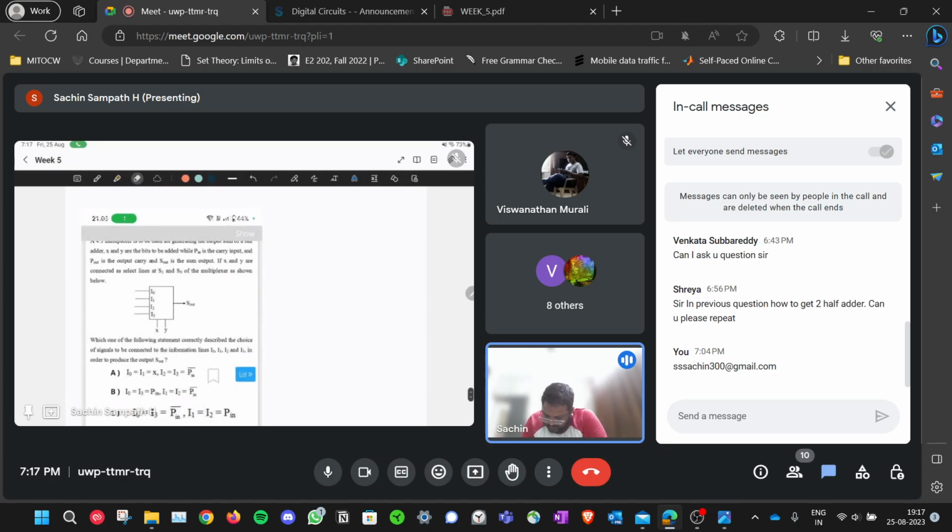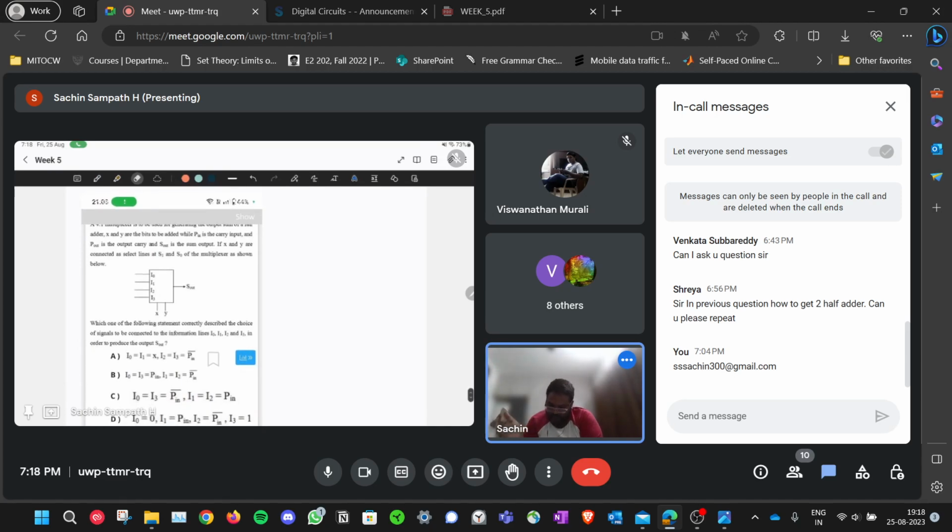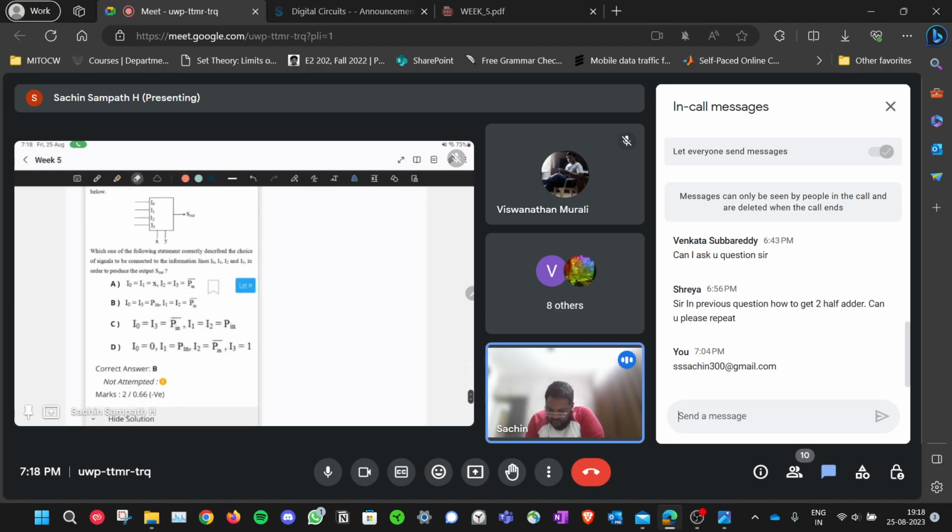A small part is cut off here. What does it say? A 4 is to 1 multiplexer is to be used for generating the output sum of a full adder. X and Y are the bits to be added, while P in is the carry input, P out is the output carry, and S out is the sum output. If X and Y are connected as select lines S1 and S0 of the multiplexer as shown below, which one of the following statements correctly describes the choice of signals to be connected to the information lines I0, I1, I2 and I3?